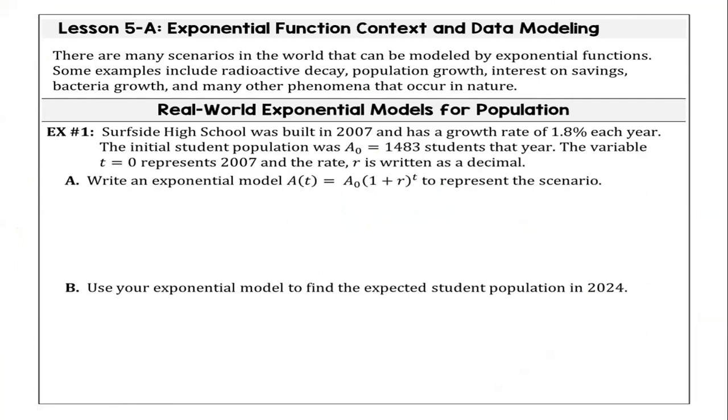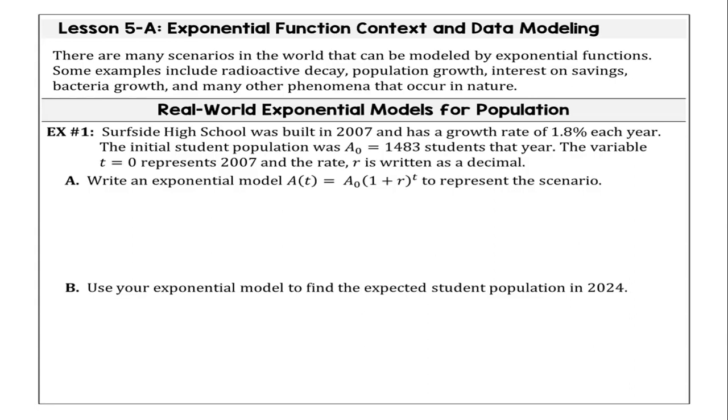Oh, whatever. Scenarios. We're going to look at a couple scenarios. We're going to talk about population growth, radioactivity decay, interest and savings, bacteria growth. All these things are exponential and implied situations.